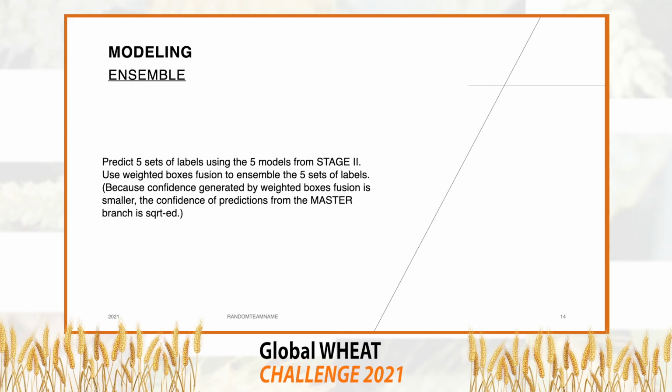Before talking about stage three, I would like to talk about our ensemble strategy. We trained five models in stage two and predicted five sets of labels using those five models. Then we used weighted boxes fusion to assemble the five sets of labels.